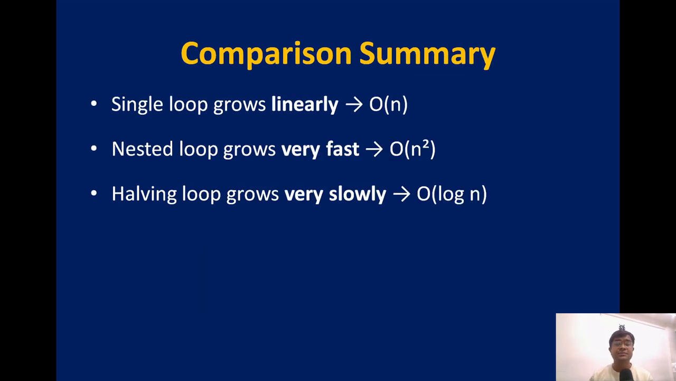Now, the comparison summary here is: single loops grow linearly, and for that the complexity is big O notation O of n. Nested loops grow very fast, and for this the time complexity is O of n square. And halving loops grow very slowly, and for this the notation is big O of log n.